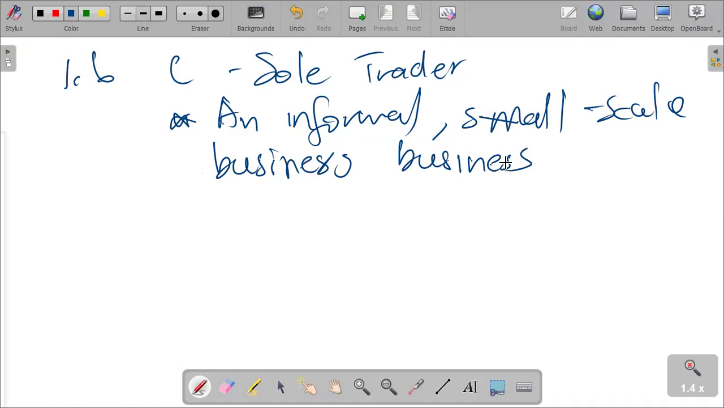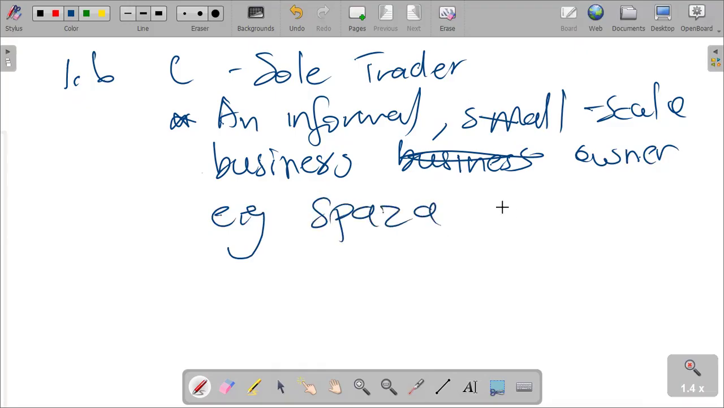So an example will be your street vendors, your spaza shops, your small fruit markets, your people who are standing by the street selling products. As I said, they don't need any registration with the company. They don't need to register the business per se. So an example will be your spaza shop.